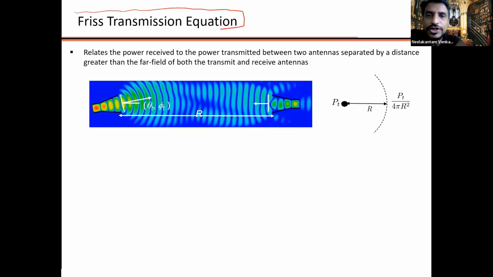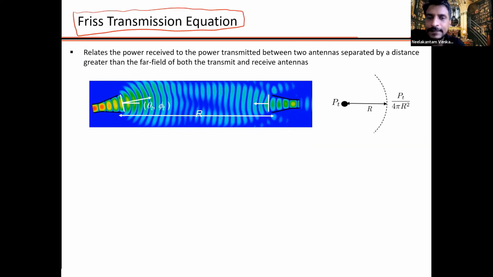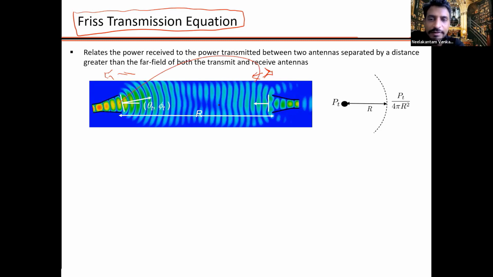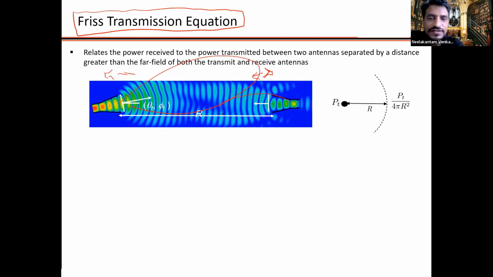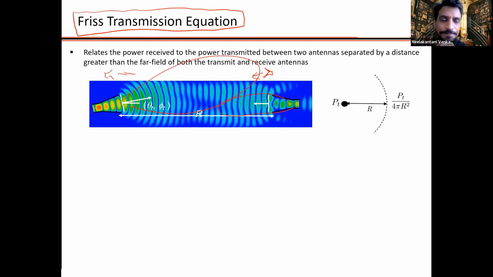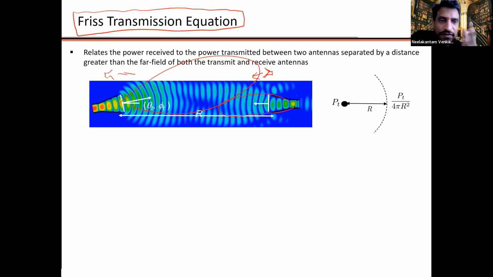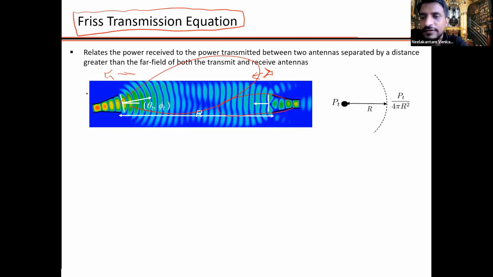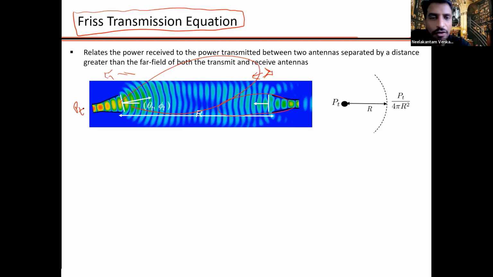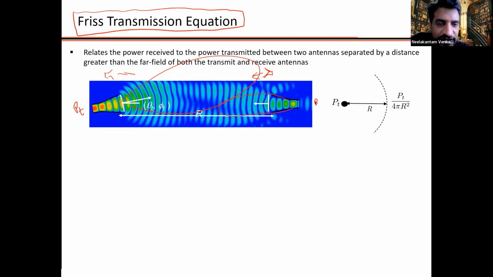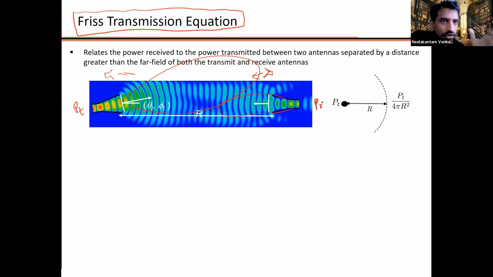Friis transmission equation. Now this horn is radiating maximum in this direction and this horn is receiving in this direction. So they are looking at two different directions, right? If I transmit a certain power PT, I want to know how much power I can receive, PR. At the end of the day, that's what I want to know.